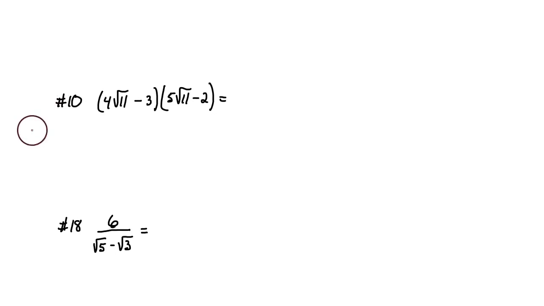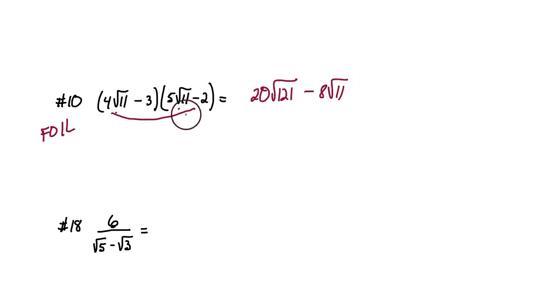Number 10, this has the look of FOIL. So this times this, that makes 20 times the square root of 121. Now our outer product, we get negative 8 square root of 11. Now the inner product, we get negative 15 square root of 11. And now the letter L, negative 3 times negative 2, that's positive 6. The square root of 121 just makes an 11. So 20 times 11 is 220.